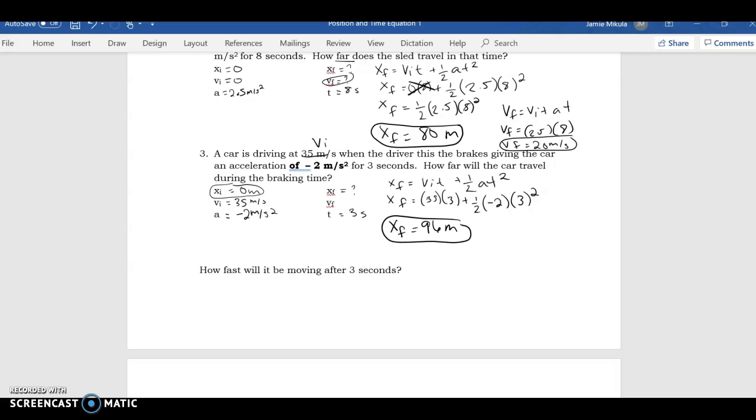And then it says how fast, so I'm going to say VF equals VI plus AT. How fast, I don't know. His initial speed was 35 plus negative 2 times 3. So 35 plus negative 2 times 3 is 29. So his final velocity is 29 meters per second.